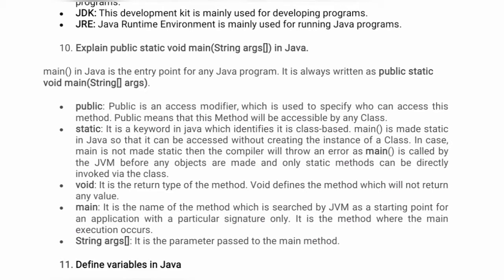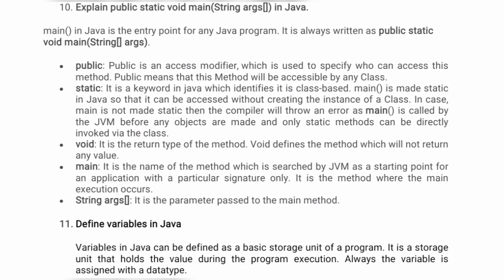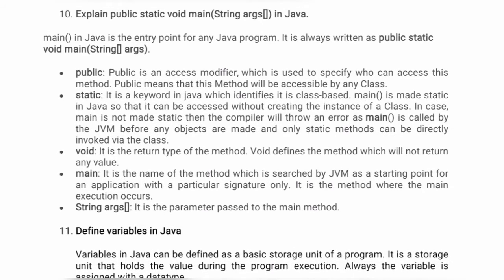So this public is used to specify who can access the method, who can access the class. Public means that this method will be accessible by any class. So anyone can access the class, that is the meaning of public. Next, static. Static is a keyword in Java which identifies that it is class based. Main is made static in Java so that it can be accessed without creating an instance of the class. So without creating an object, we can access the main method by using static.